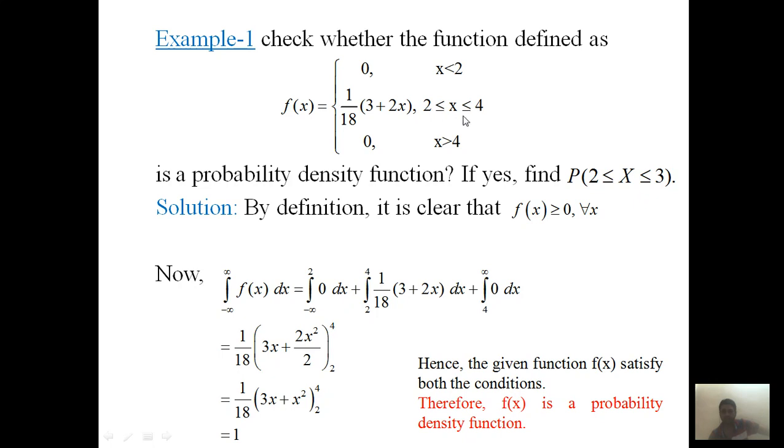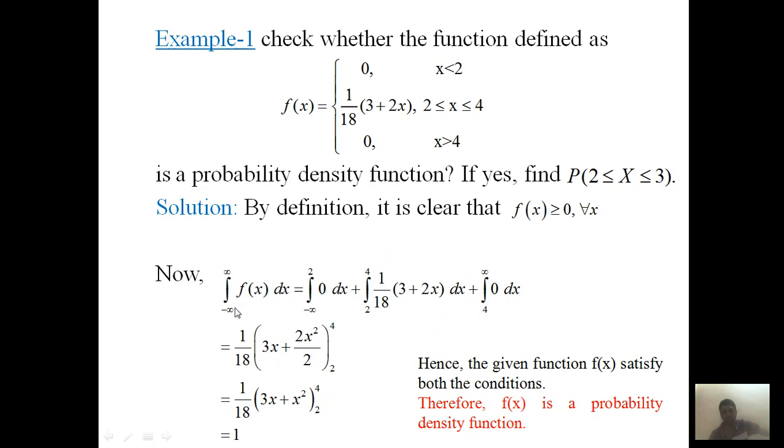In the interval 2 to 4, the function takes the value 1/18 (3 plus 2x) dx. And when x is greater than 4, so 4 to infinity, the value of the function is 0 dx. It means that we have to cover from minus infinity to positive infinity. The first integral is 0 because the integrand is 0. Similarly, the last integral is 0 because again the integrand is 0. So we just have to deal with this middle term.